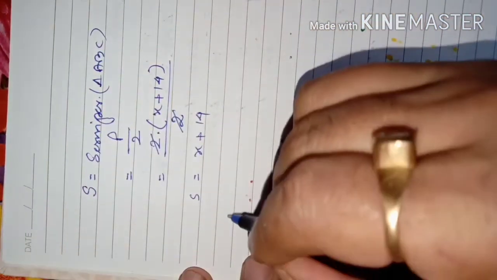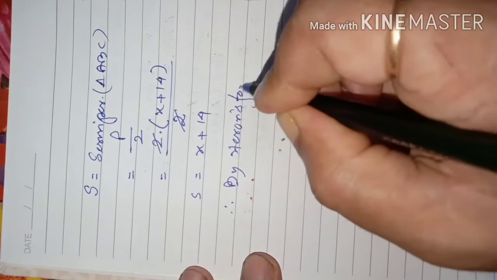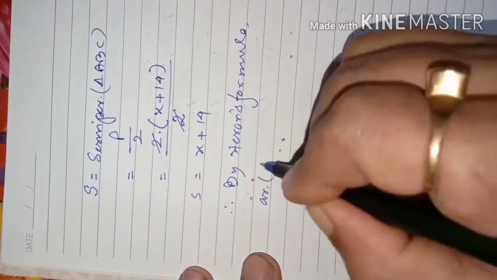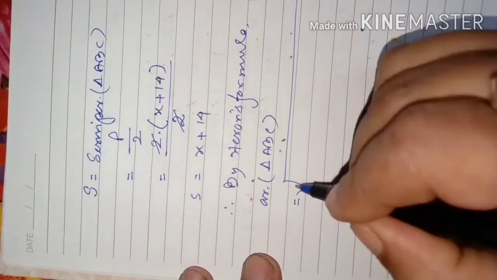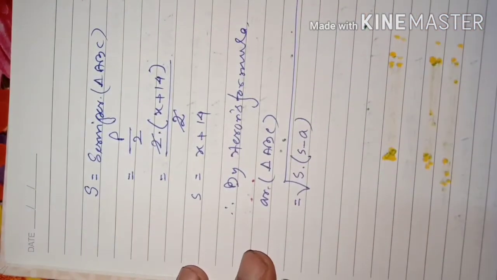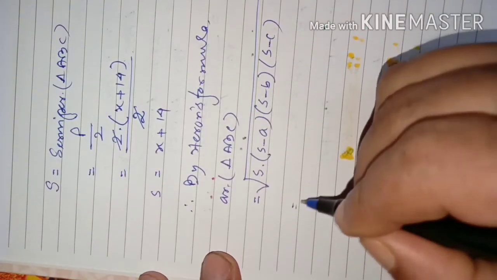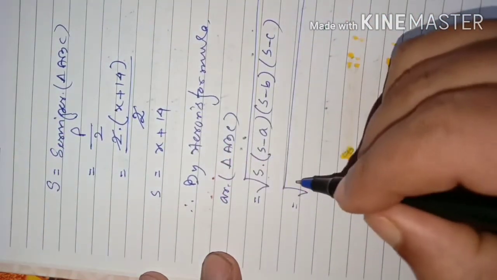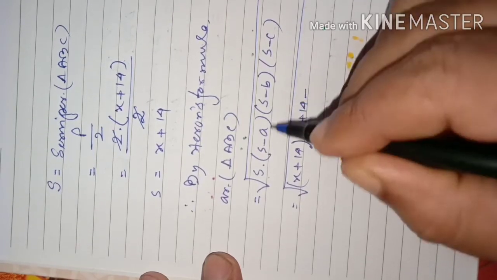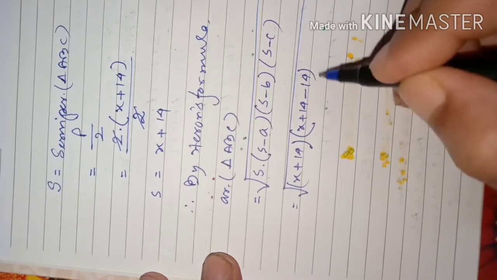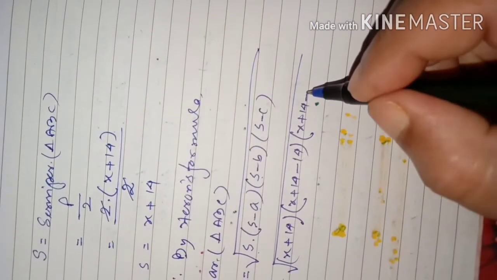Now if we express the area of the triangle by Heron's formula, area of triangle ABC is equal to under root S into S minus A, S minus B, S minus C. So here under root S is x plus 14, in bracket, but again S is x plus 14 minus A, one of the sides, say 14. One side is 14.